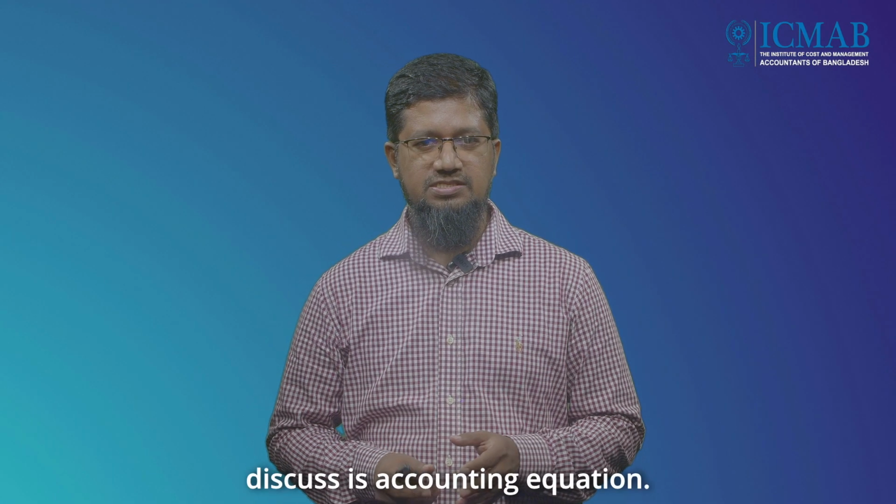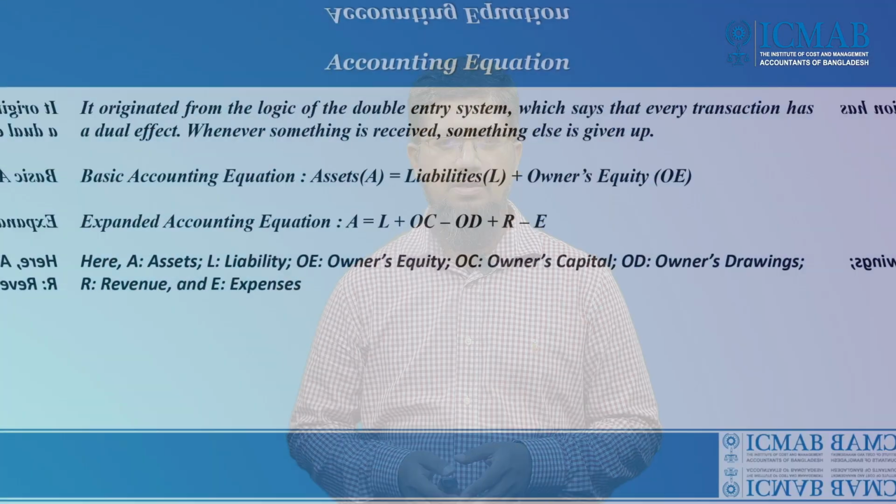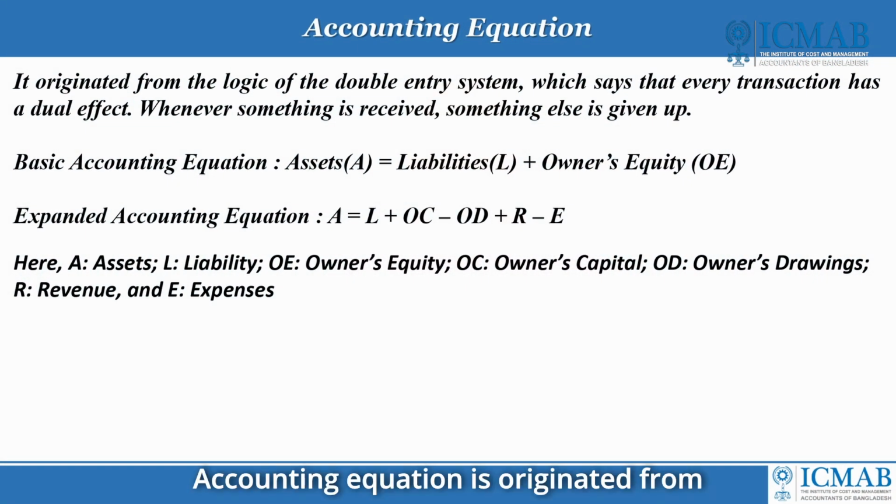Then the next issue to discuss is the accounting equation. The accounting equation originates from the logic of the double entry system, which says that every transaction has a dual effect. Whenever something is received, something else is given up. There are two accounting equations. One is the basic accounting equation, and it indicates assets equal liability plus owner's equity. And another one is the expanded accounting equation. This equation indicates assets equal liability plus owner's capital minus owner's drawings plus revenue minus expenses.